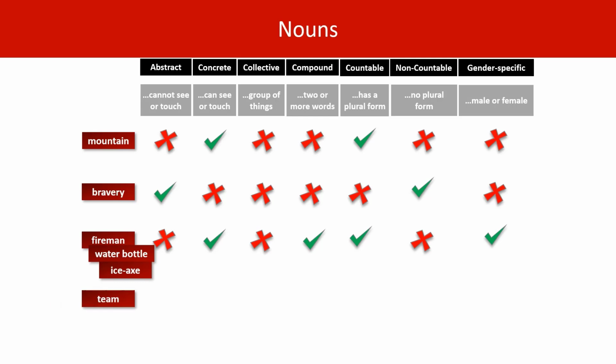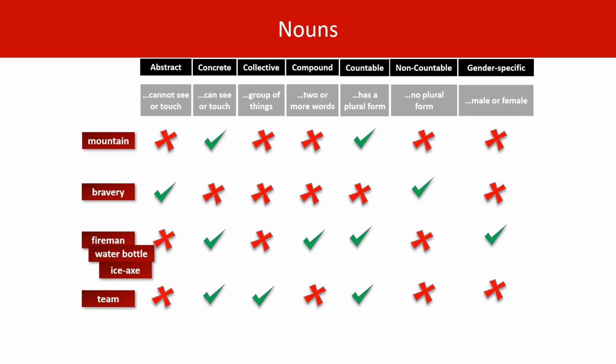Let's throw one more up. Let's throw the word team up. Well, it's not an abstract noun. You can see it, so it's a concrete noun. Now this time it is a collective noun because it represents a group of things, like a group of players, for example. It's not a compound noun. It is a countable noun. You can have teams. That means it can't be a non-countable noun. And it's not gender specific.